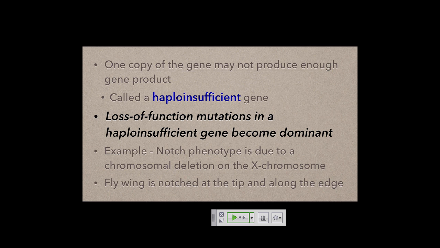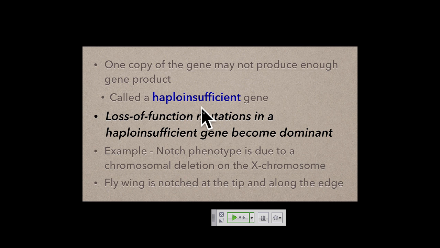Now, here's where it gets maybe a little counterintuitive, so follow with me on this. A deletion would be a loss of function mutation. That means you're losing the gene. You don't have the functionality of that gene. Loss of function mutations are nearly always recessive. However, sometimes these loss of function mutations can appear to be a dominant mutation and actually act as a dominant mutation if they're what we call haploinsufficient.